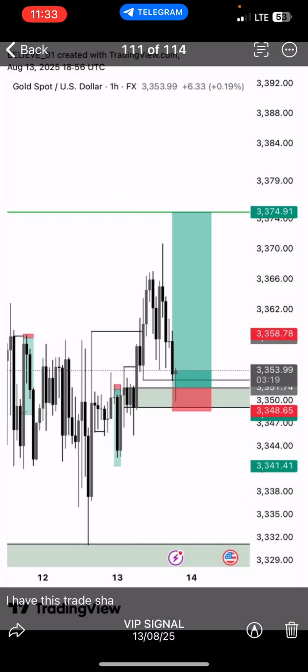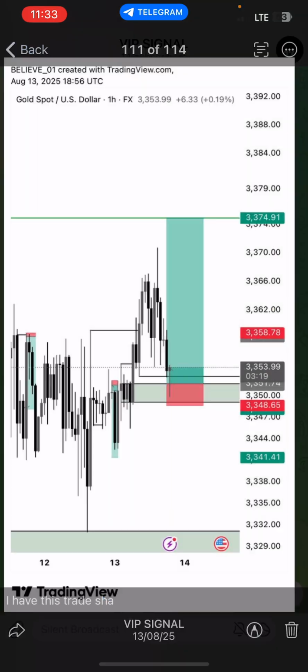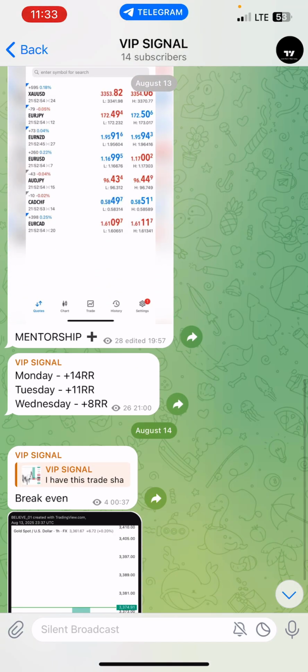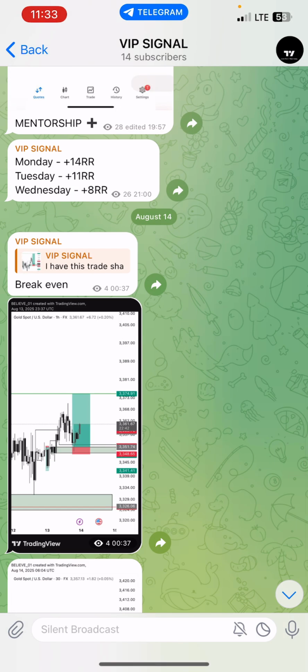Then we had this gold trade. Then that day again, I think the next day. Okay, that day in the evening, we had this gold trade. Okay, these were other pairs I traded, but I didn't send here, so I just left them out.